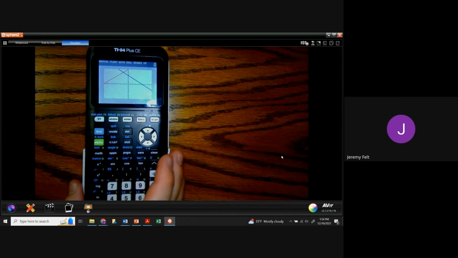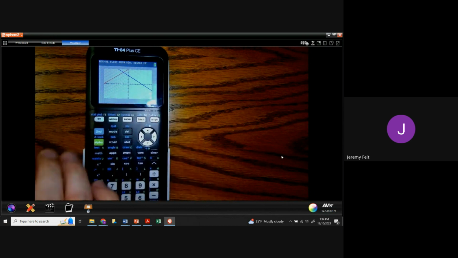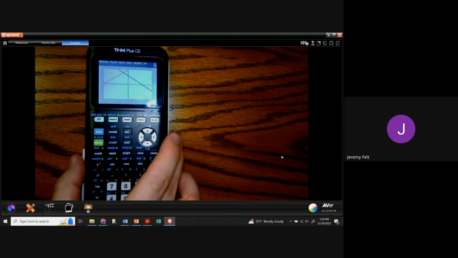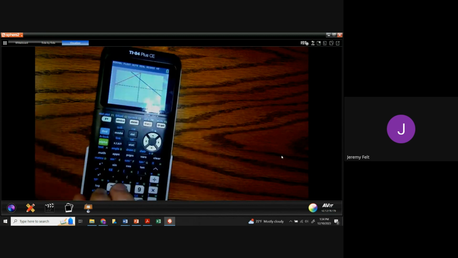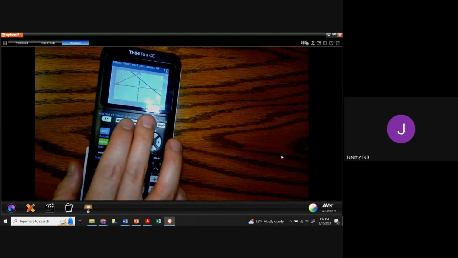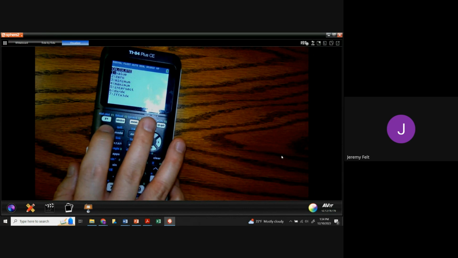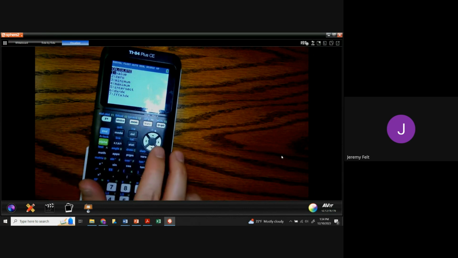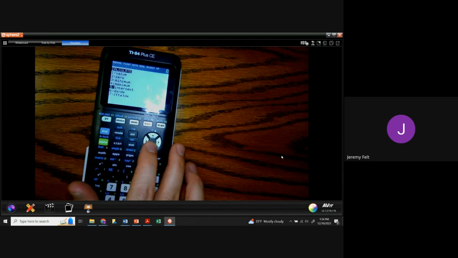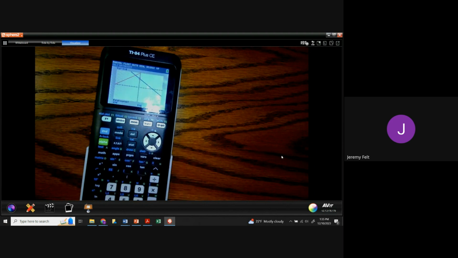What's nice about these newer ones, if you have the yellow ones, it may just be a gray scale, but we can still see that they're crossing, even if they're colored or not. We can see that they have an intersecting point. Now we can go second calc or second trace, this button right here. That's going to bring up this menu. We're going to go down to option 5. We want to find where they intersect.